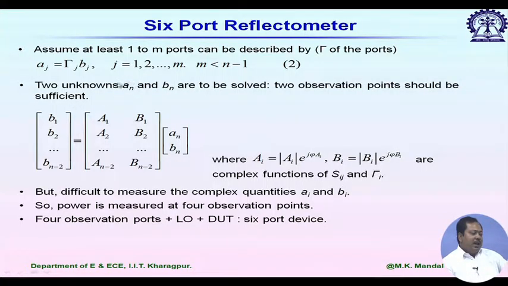Now, An, Bn, again they are complex quantities, and it is really difficult to measure these complex quantities directly, phase and magnitude. So, what we measure at millimeter wave frequency, it is easier to measure the power level. So, simply then An square. So, if we want to measure power level, in that case we need at least 4 observation points or 4 equations. So, that is why actually it is 6 port, 4 observation points and 1 for local oscillator, another one for the device under test, or the same port we can use as the RF port for incoming signal.